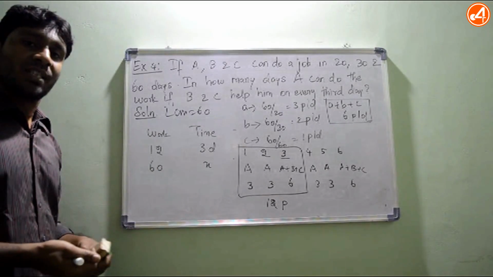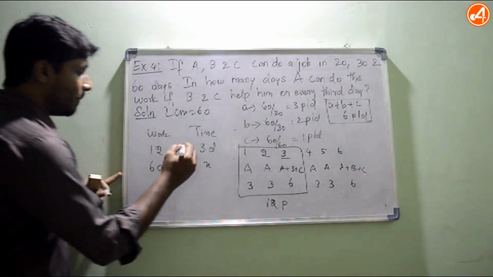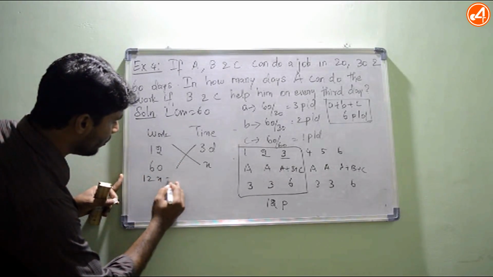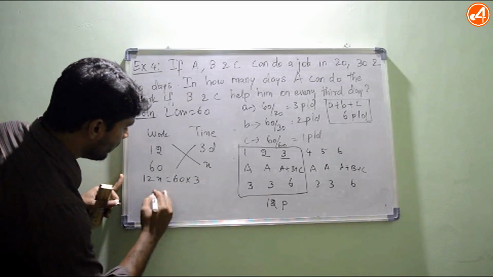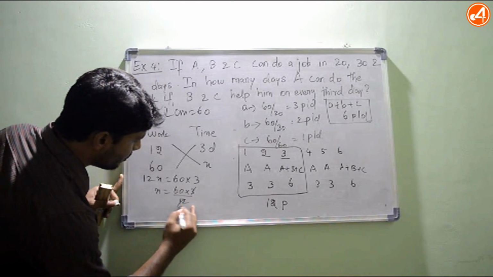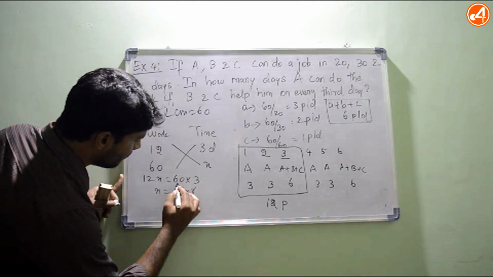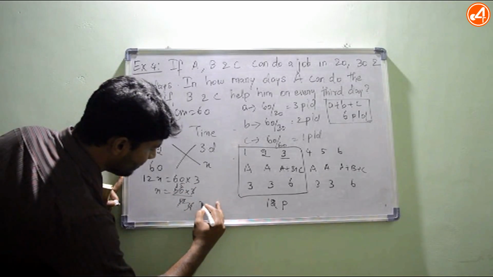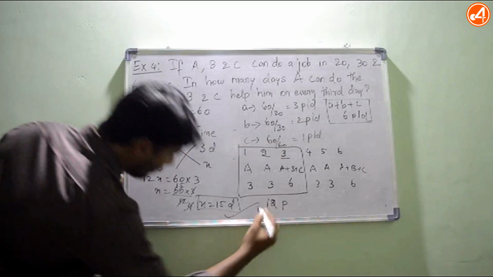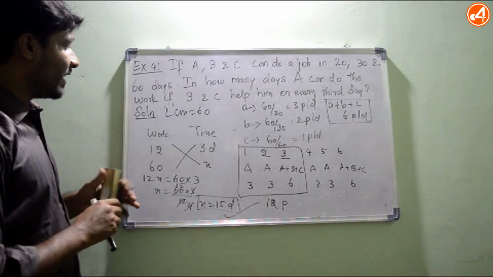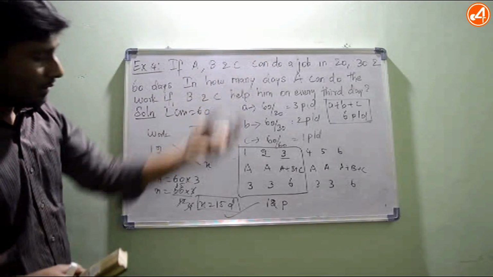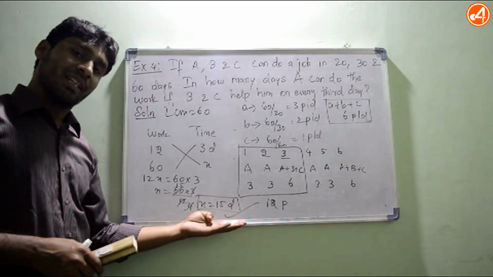So what multiplication do I have to do here? Good, cross multiplication. So do cross. 12 into X equal to 60 into 3. So X equal to 60 into 3 by 12. So this is 4 and this is 15. So the answer is X equal to 15 days. Simple. If A is starting the work and B and C help him on every third day, in 15 days the work will get completed exactly.